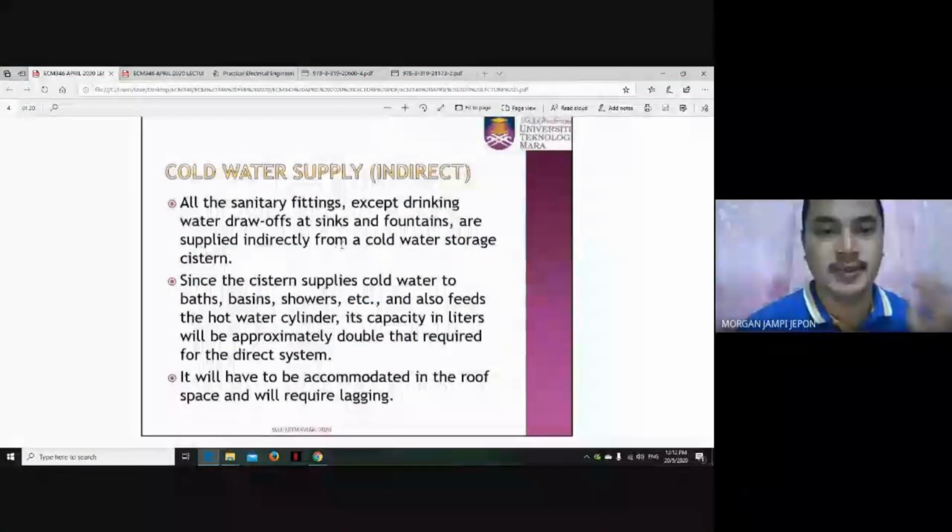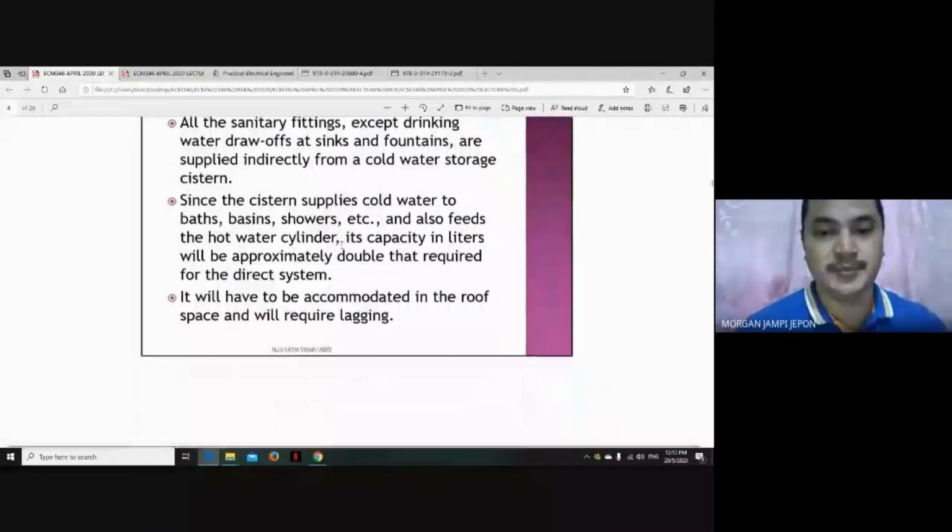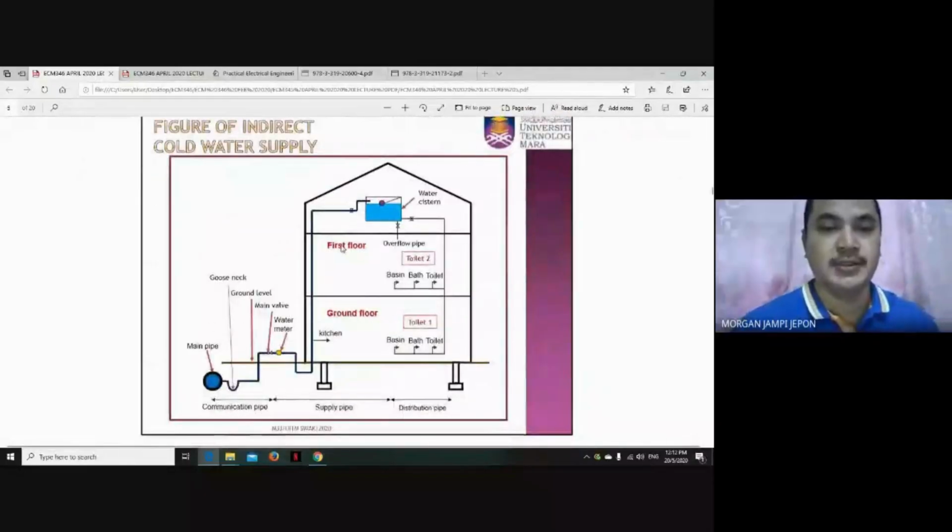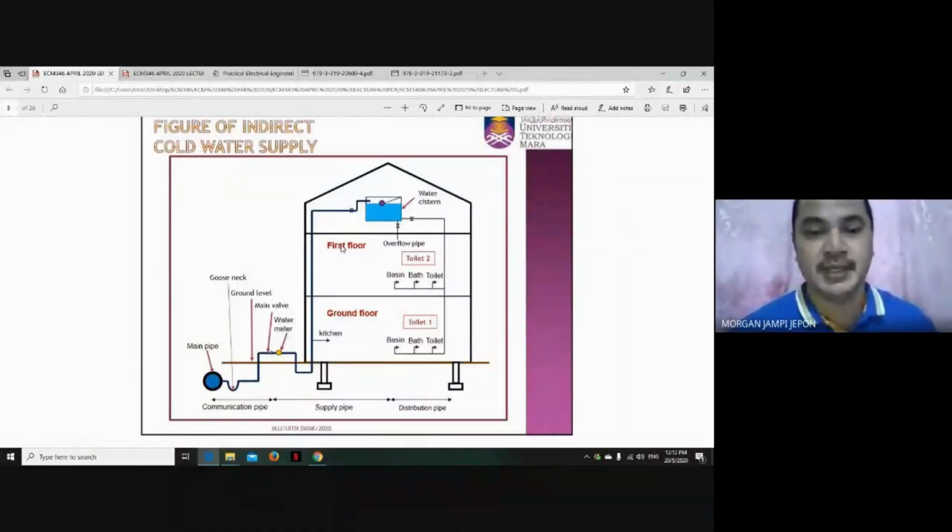Please read this description on your own. I'm going to explain it using the picture. So this is the picture of indirect cold water supply. Actually, the one that we normally have at home belongs to this type, indirect cold water supply.